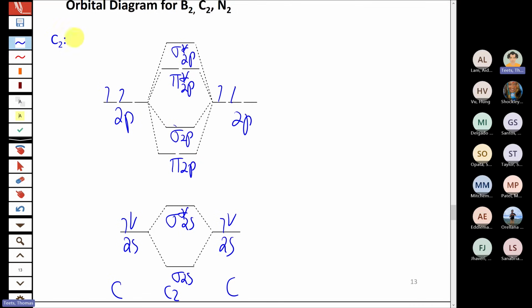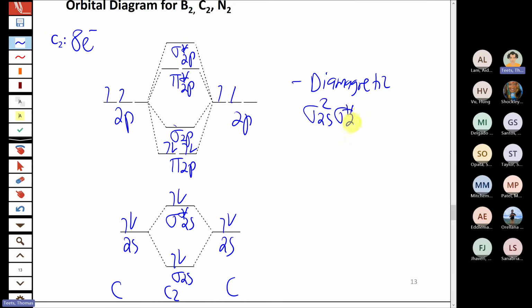This time we have 8 total valence electrons, 4 from each carbon atom. So when we populate this with electrons, we get 1, 2, 3, 4, 5, 6, 7, 8. So this one we predict is diamagnetic, because all of the orbitals are doubly occupied, all the electrons are paired. The configuration is sigma 2s2, sigma star 2s2. Those two are typically always filled. And then our last 4 electrons went into pi 2p.